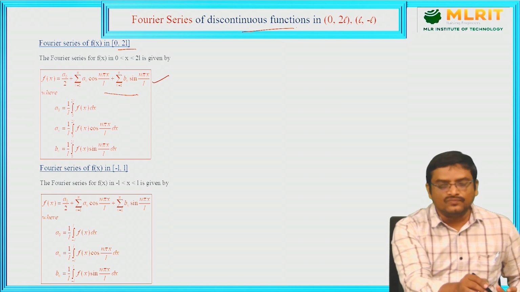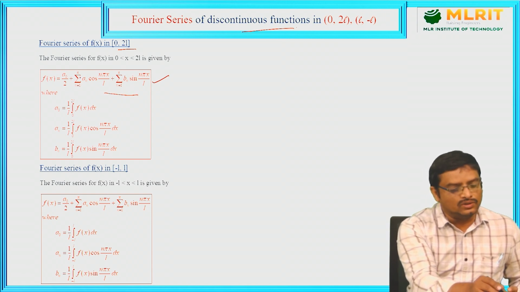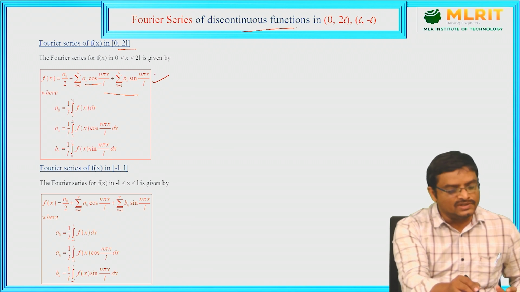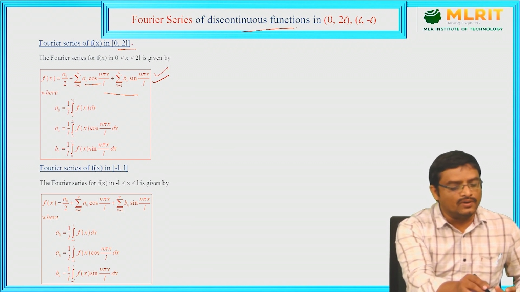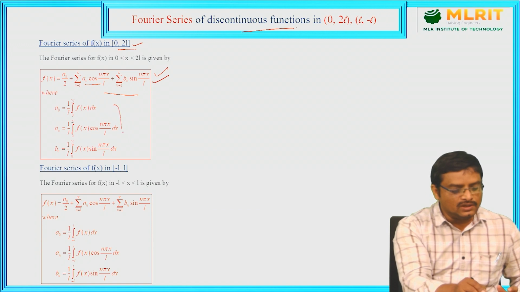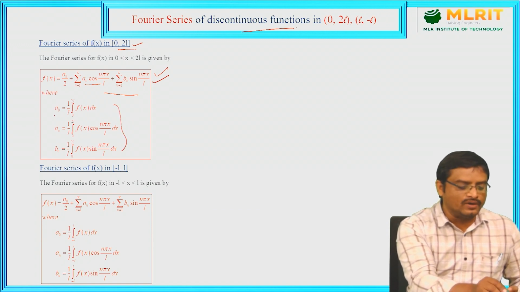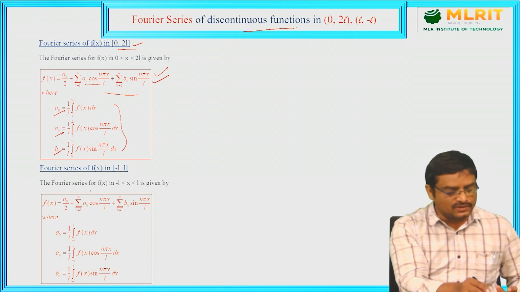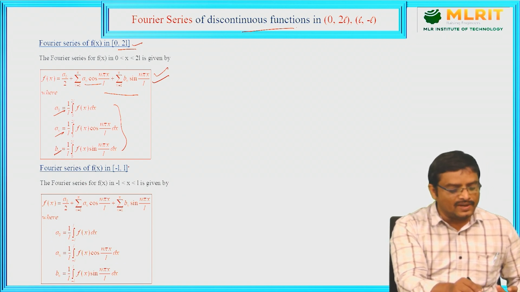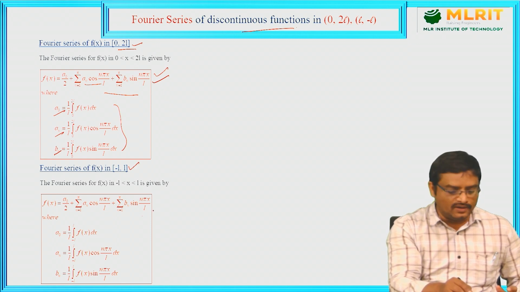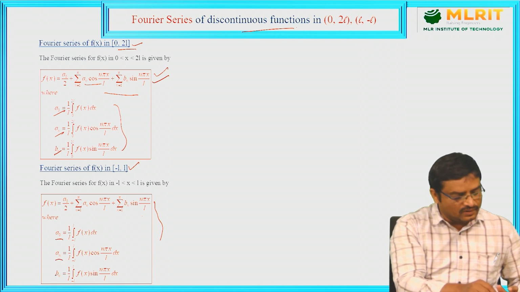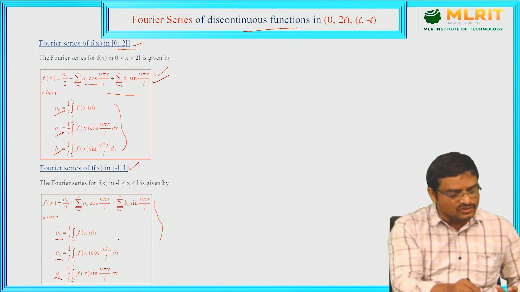So we are using the same formula: a0 by 2 plus summation n is equal to 1 to infinity an cos n pi x by L plus summation n is equal to 1 to infinity bn sin n pi x by L. This is the standard formula we will use. Whenever we have the interval 0, 2L, these are the standard formulas we have to use to find the values of a0, an and bn. And whenever we want to find the Fourier series of f of x, which is a discontinuous function in the interval minus L, L, these are the standard formulas we have to use. So same formula, but we have different formulas to find these coefficient values a0, an and bn.